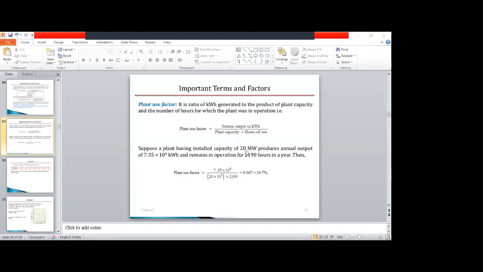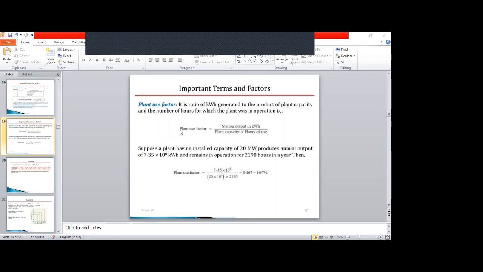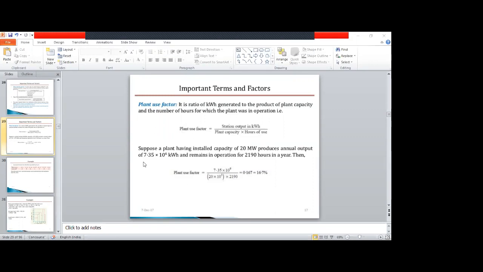Plant capacity is given as 20 megawatts. See here, in the numerator and denominator, you should have the same unit. The numerator is in kilowatt hour, whereas in the denominator, if you substitute 20 into 10 to the power 6, it is in watts. It has to be in kilo. Both numerator and denominator have to be in kilo. Are you following? This is how plant use factor can be calculated.